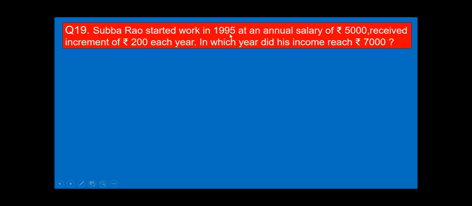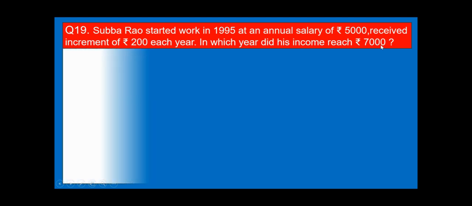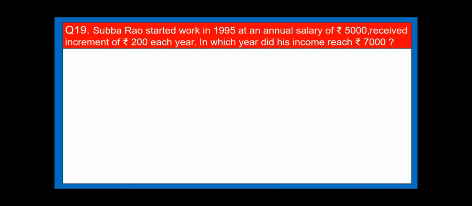Look at this question. In 1995, his annual salary is 5,000 rupees. Now, what is his increment for every year? Yes, his increment is 200 rupees. Therefore, his salary in the first year is 5,000. His salary in the second year is 5,000 plus 200, which is 5,200. Similarly, his salary in the third year is 5,200 plus 200, which is 5,400, and so on. Like this, in how many years will his salary reach 7,000 is the question. Okay. Now, if you observe this question, you can find an AP, isn't it?